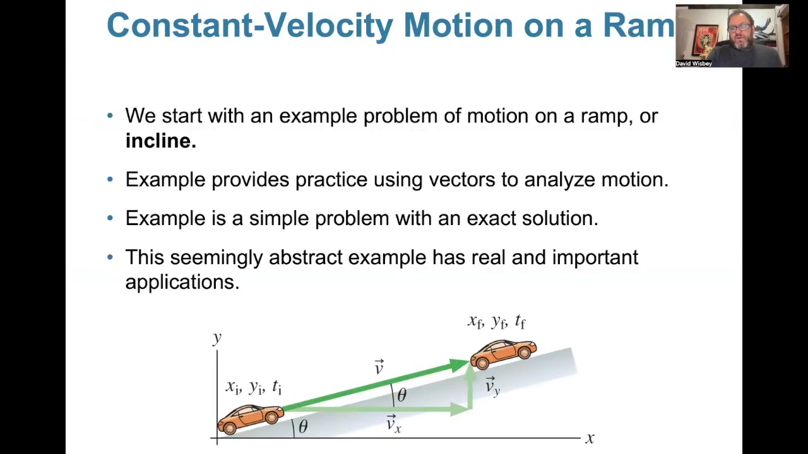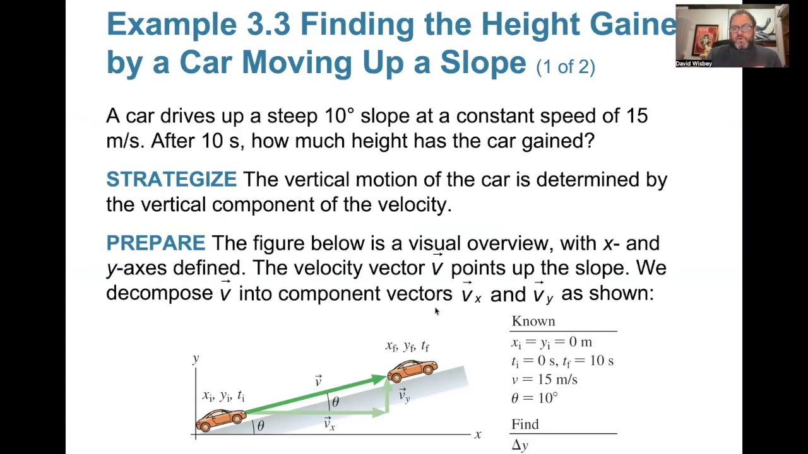We've got a car driving up an inclined plane, and it's going to drive a certain distance, and we're going to want to know, let's see, a car drives up a steep 10-degree slope at a constant speed of 15 meters per second. After 10 seconds, how much height has the car gained? Okay, this is a great problem. I think it's going to be really helpful for the homework.